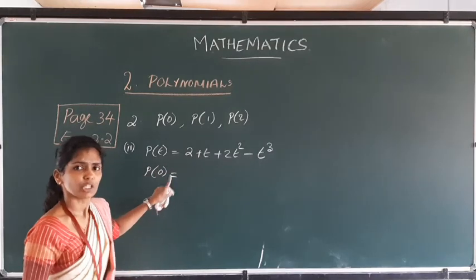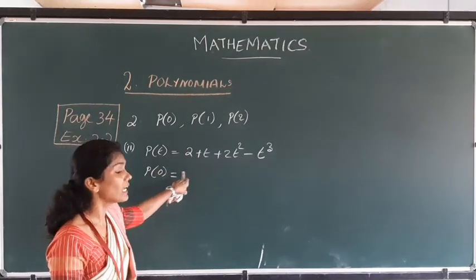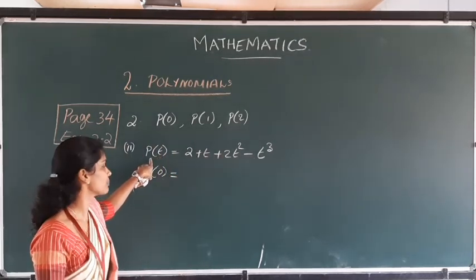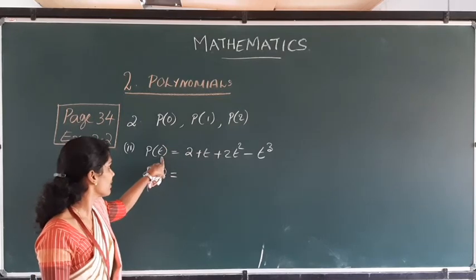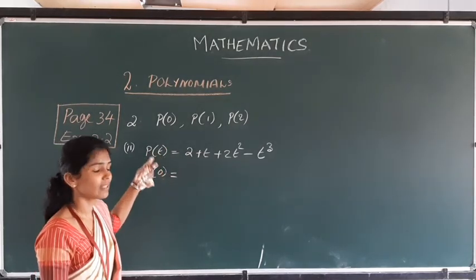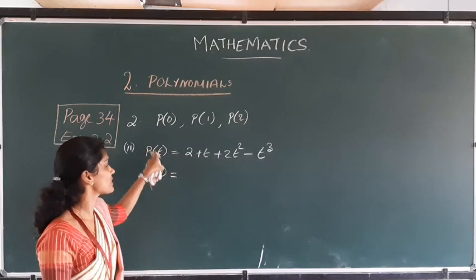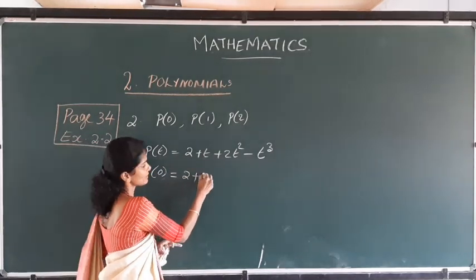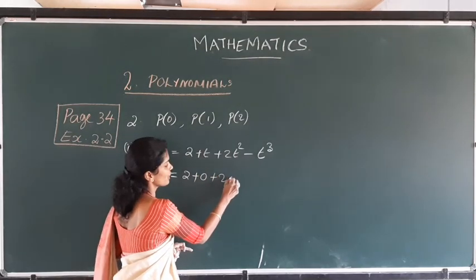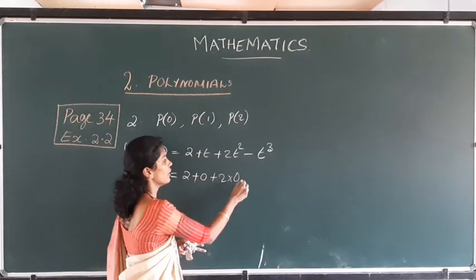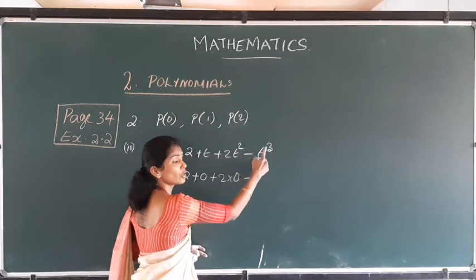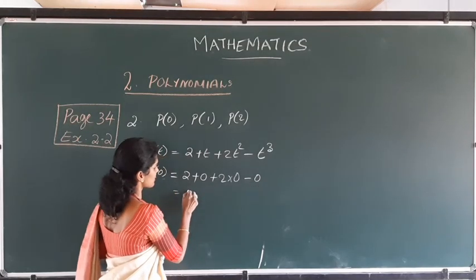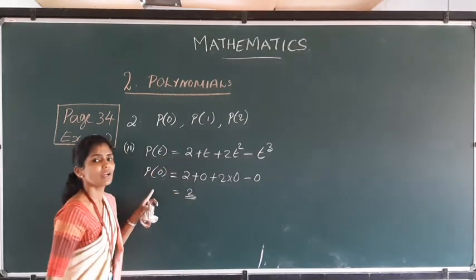How to find this? You just substitute 0 in place of t. Here the variable is t. So here we write p of t. What is the variable? We write that variable in the bracket of this polynomial. Okay? Here p of 0 equal to 2 plus 0 plus 2 into 0 square is also 0 minus 0 cube is also 0. Therefore, these three terms are 0. The result is 2.